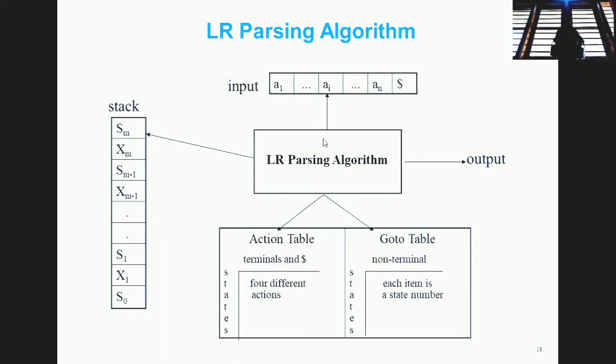Whenever this algorithm reads an input symbol, it sees what element is on the top of the stack, and then it consults the parsing table and produces a particular action, and that will produce an output. That output is nothing but a production used to parse the given string. So finally, the output will be used to construct a parse tree.